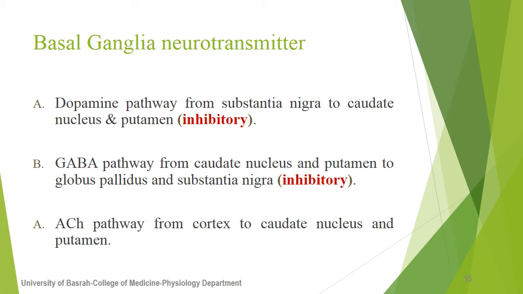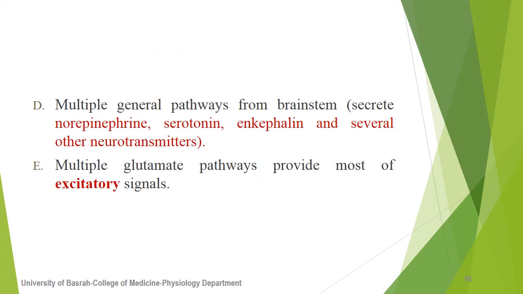So it's from the caudate, putamen to globus pallidus and to substantia nigra. This is inhibitory again. We have acetylcholine, which you already know. This is secreted from the cortex, the pathway going from the cortex to the caudate nucleus and putamen. This is an excitatory one, so we have excitation for the function.